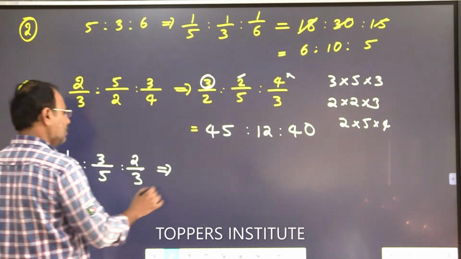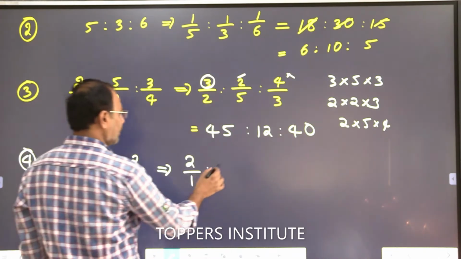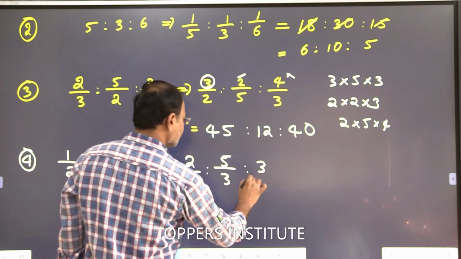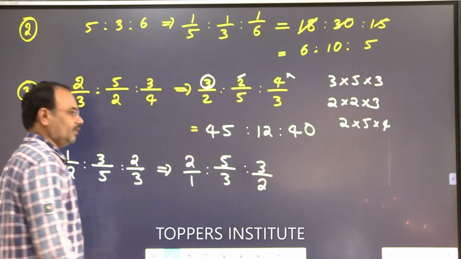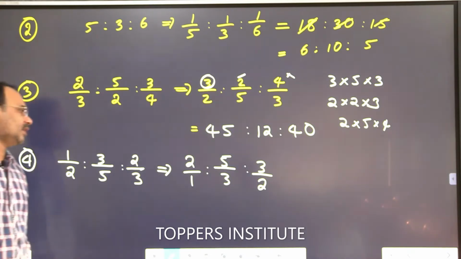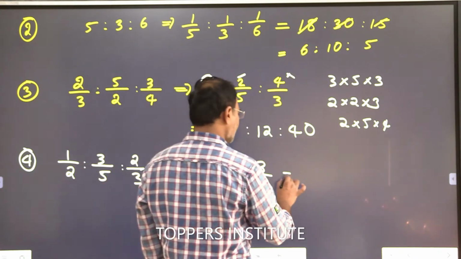The inverse of 1 by 2 is 2 by 1, the inverse of 3 by 5 is 5 by 3, and the inverse of 2 by 3 is 3 by 2. So write the inverses: 1 by 2 becomes 2 by 1, 3 by 5 becomes 5 by 3, 2 by 3 becomes 3 by 2. Now you have to simplify this fractional ratio into general ratio.